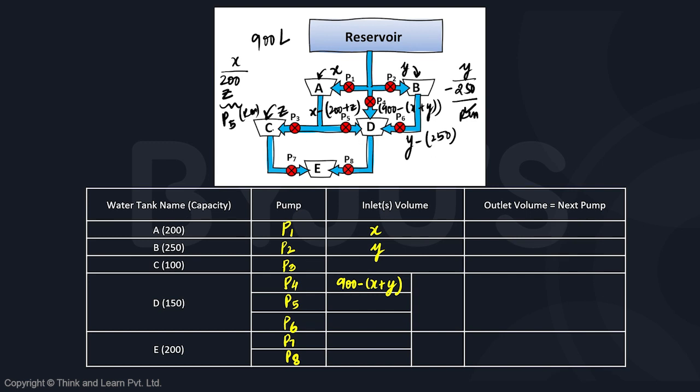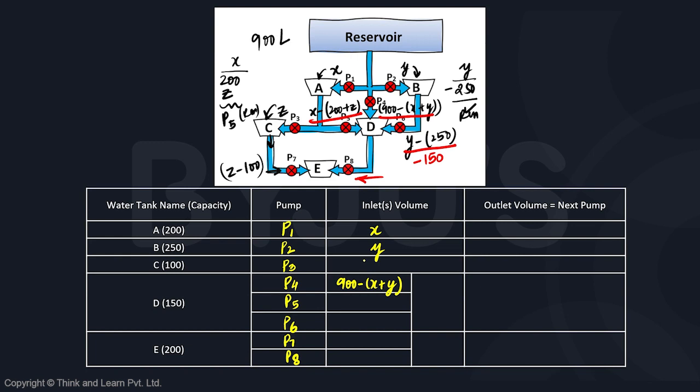Now, if you look at C outlet, the total volume that was getting in was Z. C has a volume of 100. So the volume that will pass through P7 is going to be Z minus 100. And if you look at D, the total volume that it is passing through is X minus 200 plus Z, 900 minus X plus Y, and Y minus 250. If we add all of this and subtract the capacity of D, which is 150, that is the volume that will get in through P8, the 8th pump.